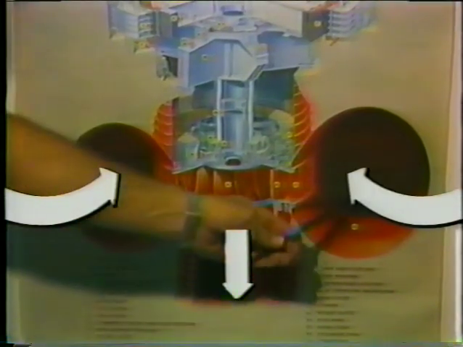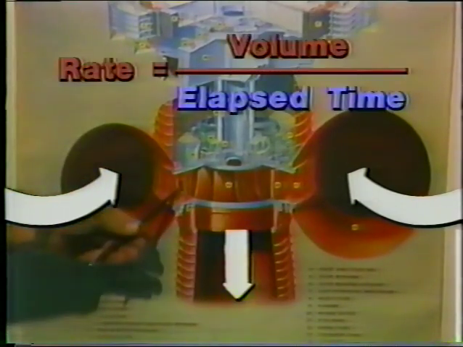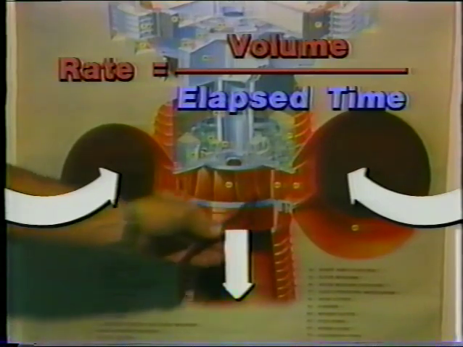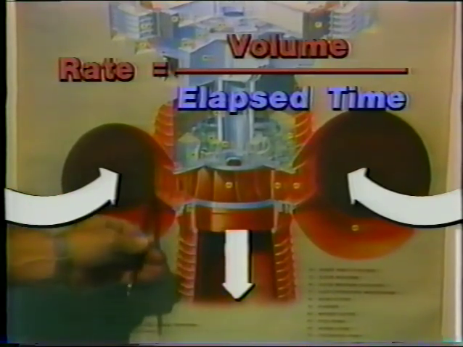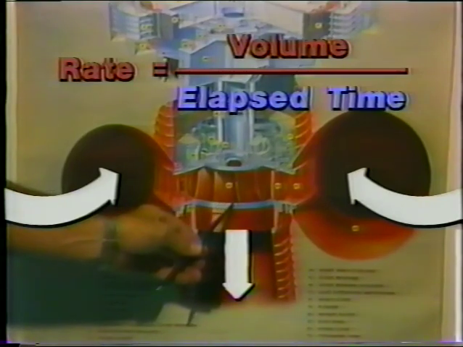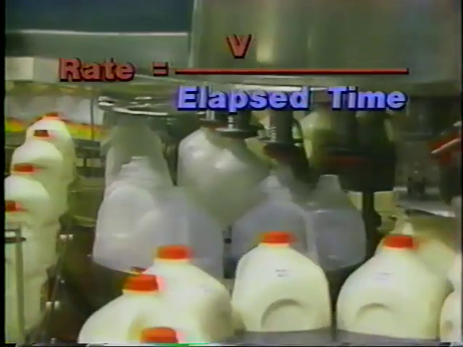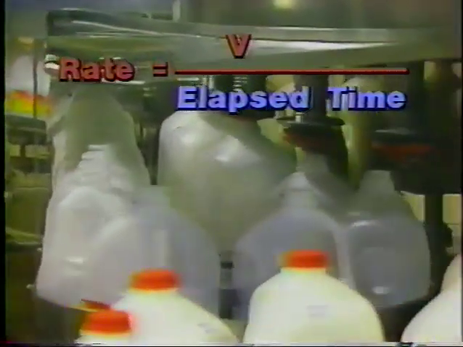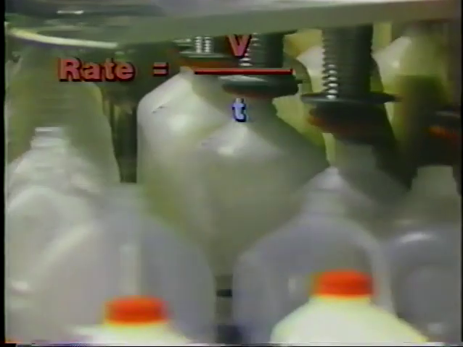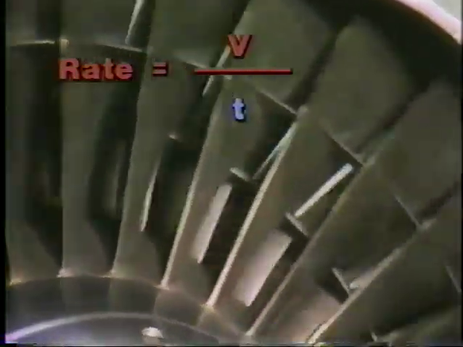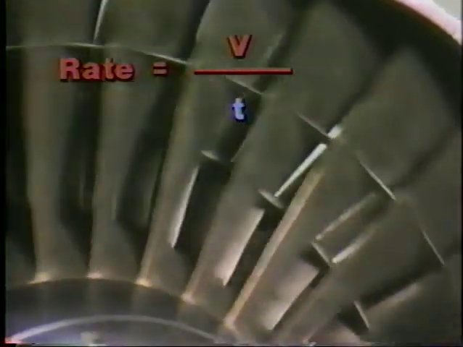How much in a fluid system can be measured in two ways. The first is to measure volume. Volume over elapsed time is a fluid rate. It can be expressed in gallons per hour, liters per minute, or cubic feet per second. In each case, it's a unit of volume over a unit of time.